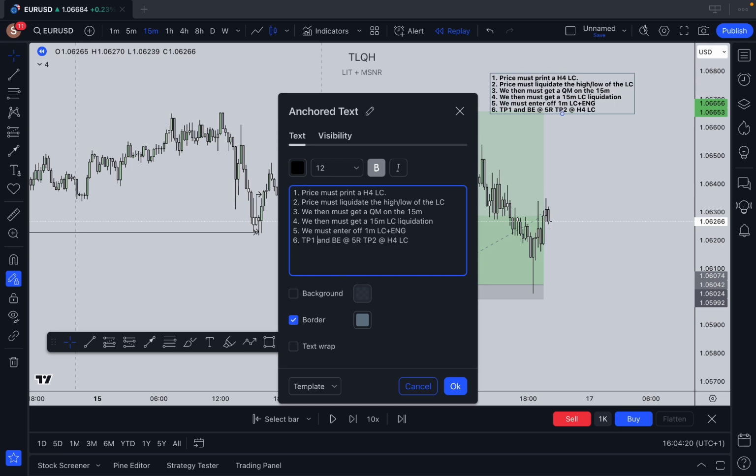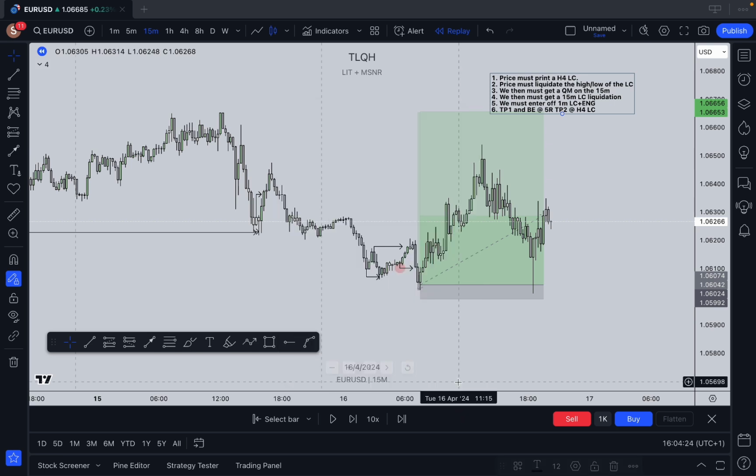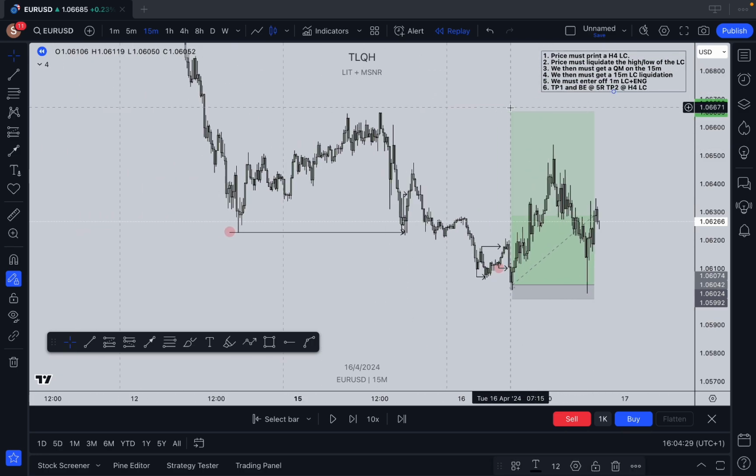So TP1 and BE at 5R, and then TP2 at the next H4 liquidity candle. Hopefully this has made a lot of sense.